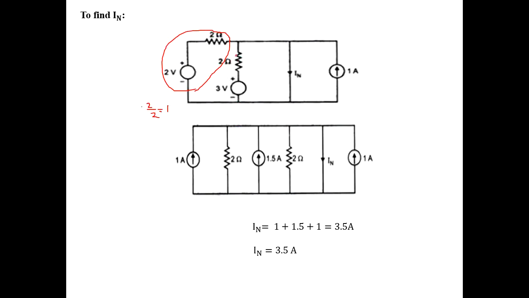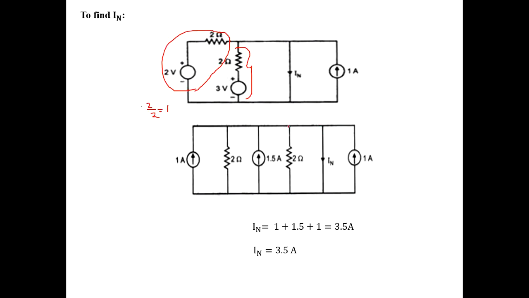Next consider these two. Here we know that I equals V divided by R. V value is 3, R value is 2. 3 by 2 is equal to 1.5 ampere. The plus sign is on the upside, so we put the arrow in the upward direction. The resistance is parallel with the current source. Next this is IN, this is 1 ampere.